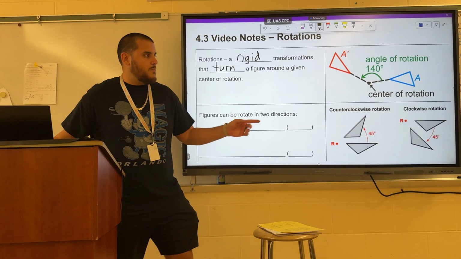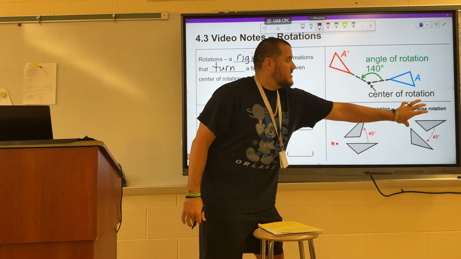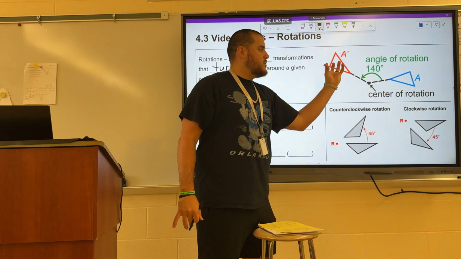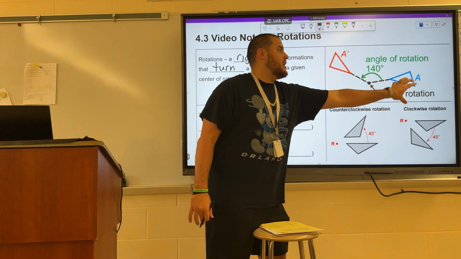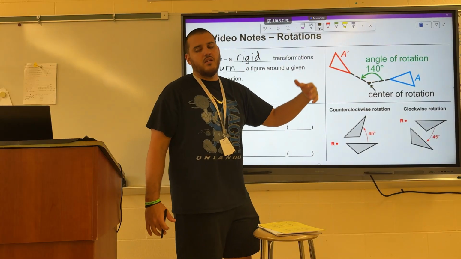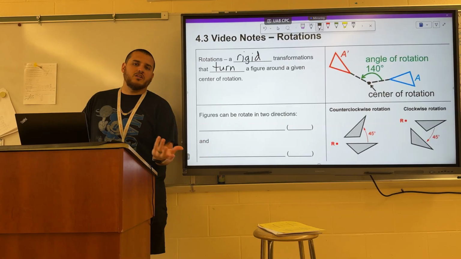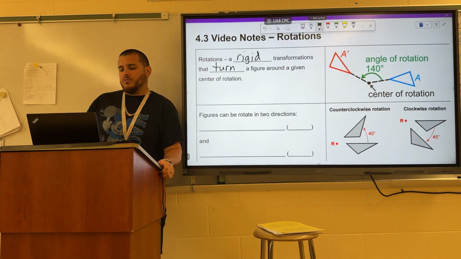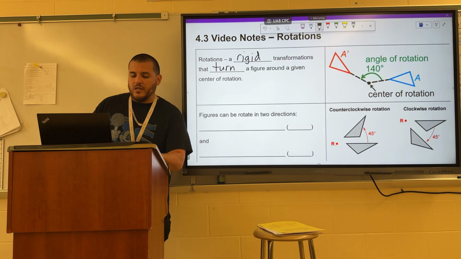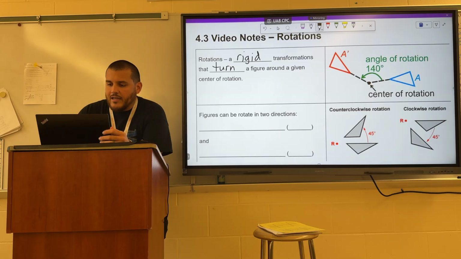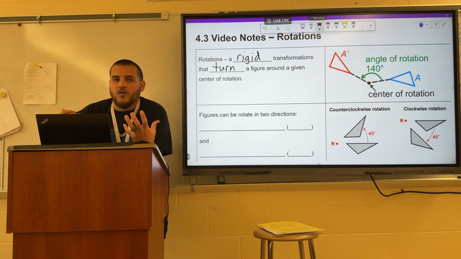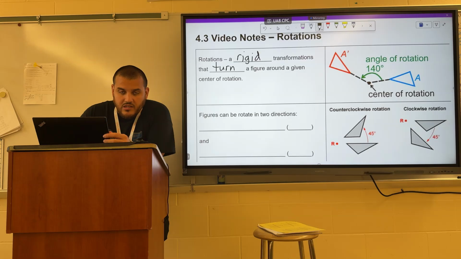So as we see in the example over here, our pre-image A is turning around that center of rotation right here a certain amount of degrees. And that's what we're going to be learning today, is how to turn figures a certain amount of degrees on a coordinate plane. Now the directions that we can turn, there's two of them, right? The common one, the default direction that we turn when we rotate figures is counterclockwise.